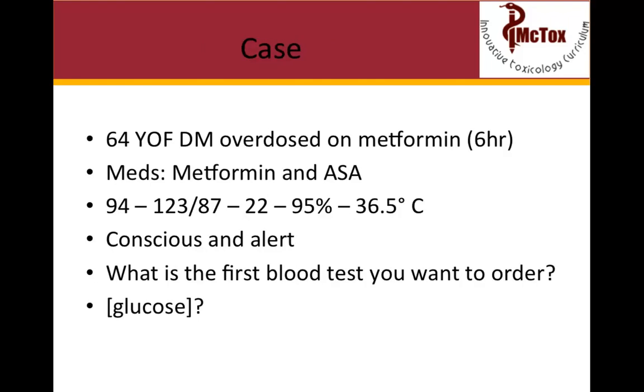Moving on to our other case. You have a 64-year-old diabetic lady who comes in with a history of overdosing on her metformin about 6 hours ago. Her regular medication list only includes metformin and aspirin. Her triage vitals look okay, and she is awake and responding appropriately. So what is the first blood test that you should order? And what would you expect our cap sugar to be at this point in time?